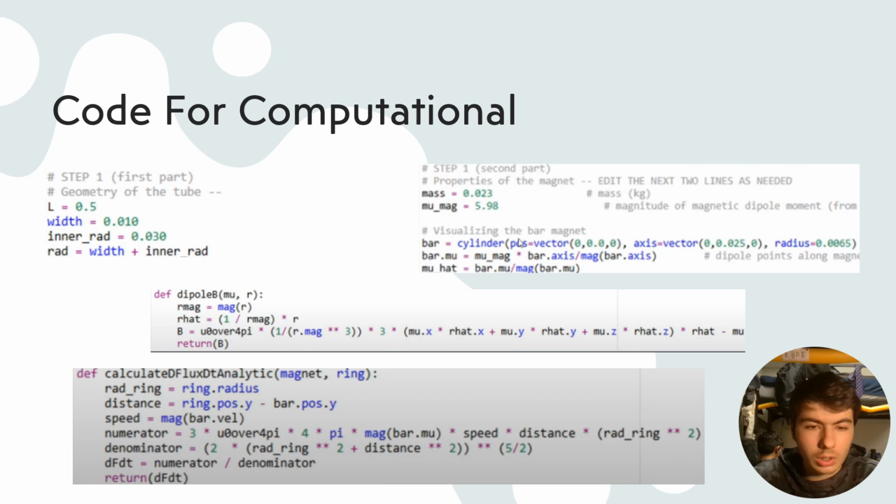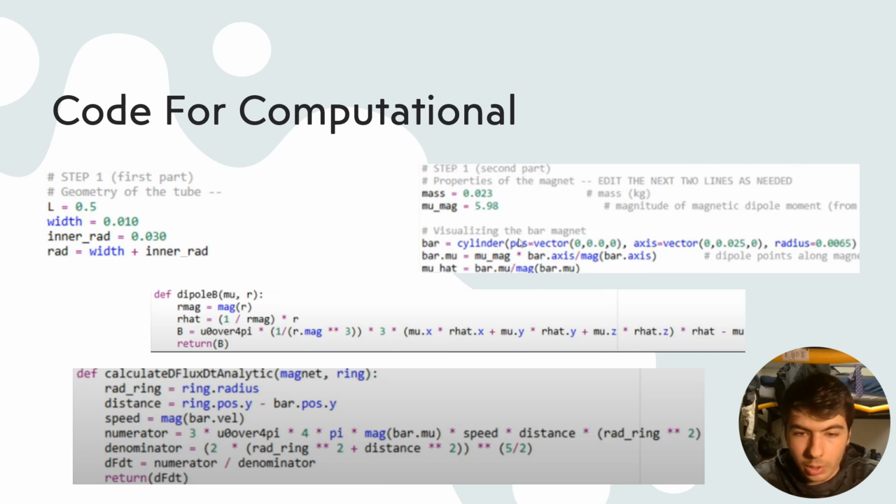So here's the code for the computational section. You can see in the top left, in the first part, I just go over the geometry of the tube. Length is 0.5, width is 0.010, inner radius is 0.030. All of these are derived from the initial conditions I mentioned to you previously. And then in the second part, we just define the properties of the magnet. Mass is 0.023, mu magnet is 5.98. Again, we got that from lab 3. That's our value from lab 3.